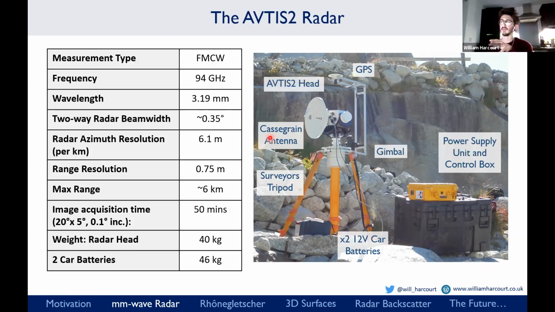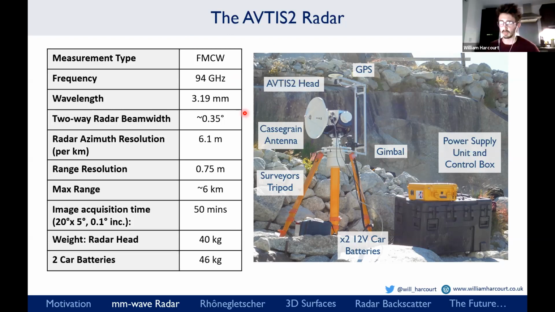The radar that I'm using in my PhD and in this study is the AFTIS-2 radar, which was developed here in St. Andrews. I've got a diagram here showing the radar system. We have the radar head, a Cassegrain antenna and a gimbal. We place it on a surveyor's tripod, and we position the radar system with a GPS. The whole system is powered by two 12-volt car batteries, and we control it with a power supply unit and control box. The radar itself is an FMCW radar operating at 94 gigahertz, which has a wavelength of about 3.19 millimetres.